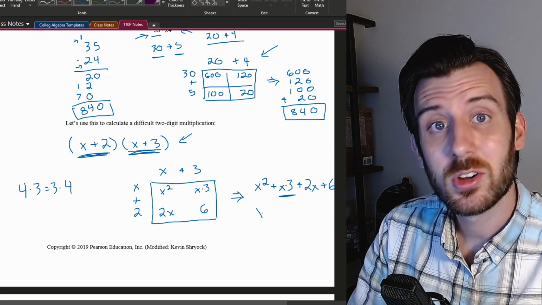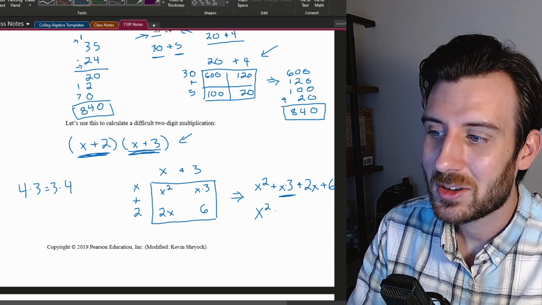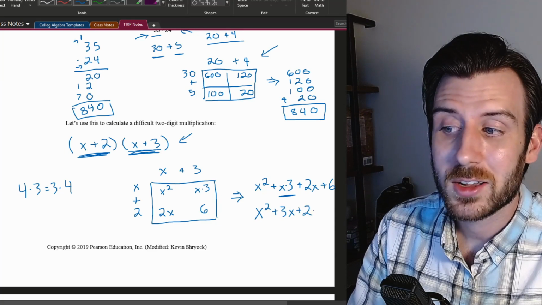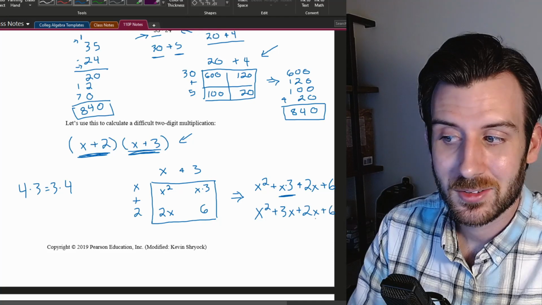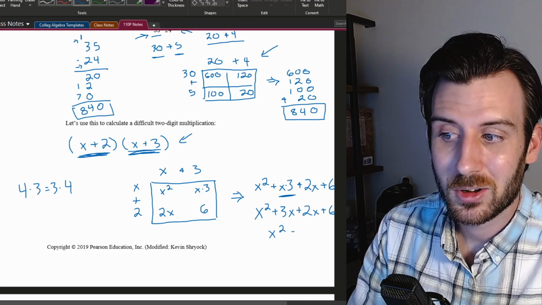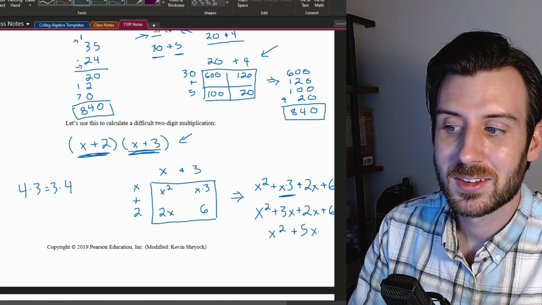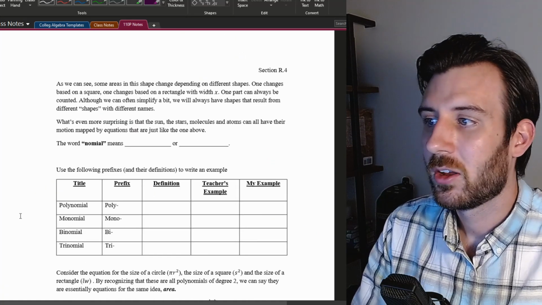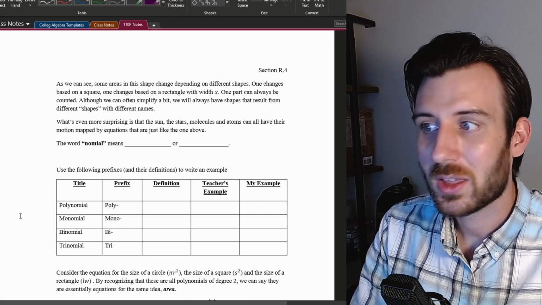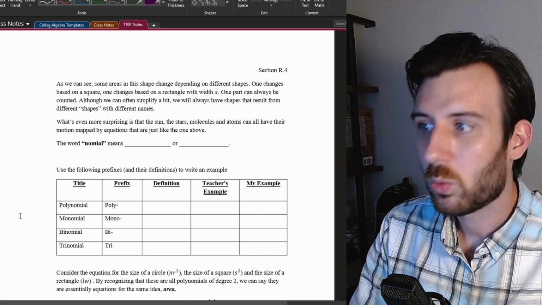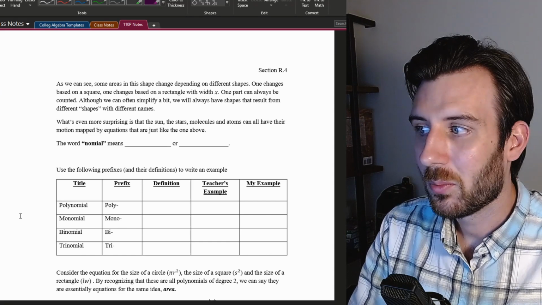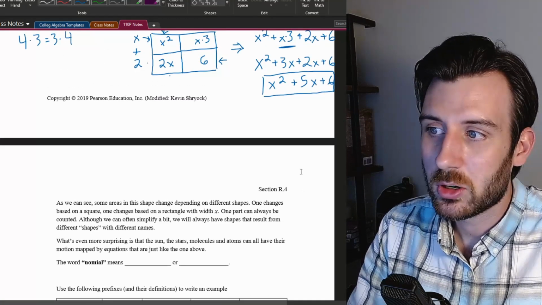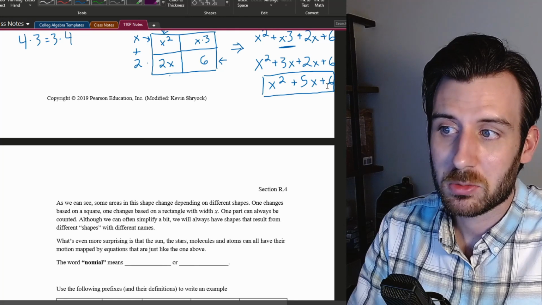So via the commutative property, we're allowed to say that this can be written as x squared, 3x's, 2 more x's, and 6, which gives us x squared, 5x, and 6. So as we can see, some of these areas are depending on different shapes. We have one which is a square, one which is a rectangle, one that's just a number, but we can't go any simpler than x squared plus 5x plus 6.